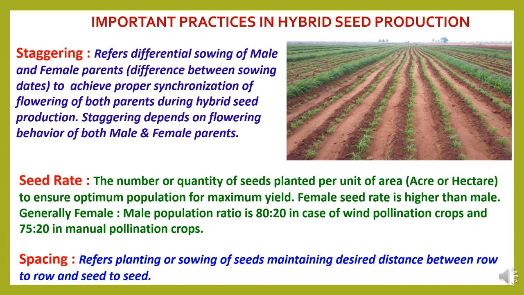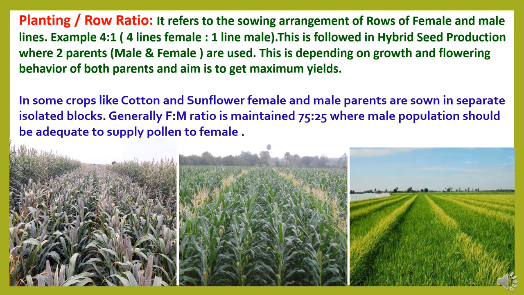Female seed rate is higher than male, as generally the female and male plant population ratio is 80 to 20 in case of wind pollination crops and 75 to 25 in manual pollination crops. Then spacing, which refers to planting or sowing of seeds, maintaining the desired distance between row to row and seed to seed. Now planting ratio or row ratio. It refers to the sowing arrangement of rows of female and male parents. Example, 4:1 means 4 lines of female and 1 line of male.